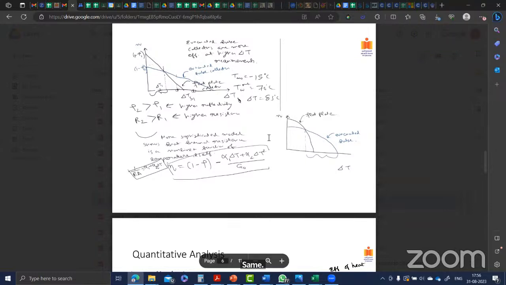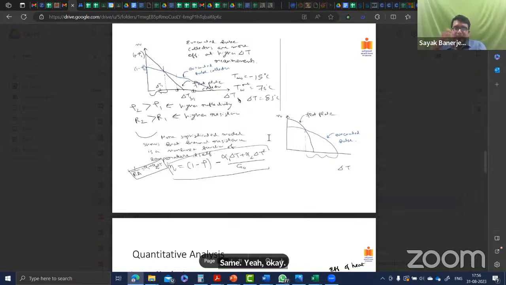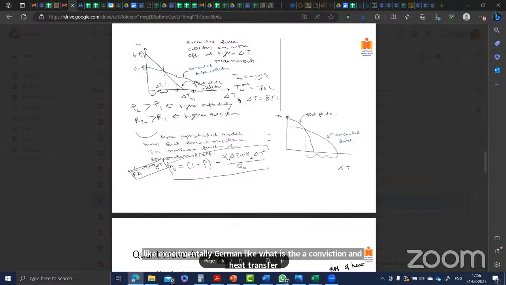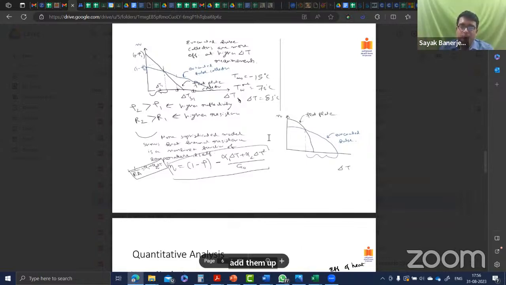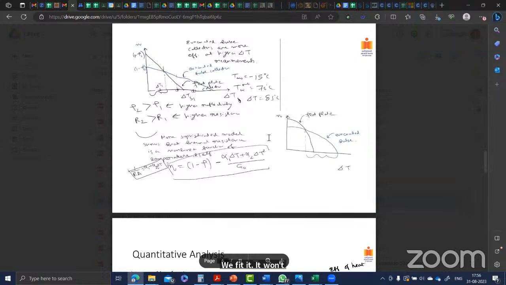So there are ways to do it. If you do a full heat transfer analysis, take resistances and measure them, it's still experimentally determined. Like what is the convection heat transfer coefficient? What is the radiation heat transfer coefficient? Add them up, and it fits with this quadratic equation. We fit it. It won't necessarily be exact. Okay, thank you.